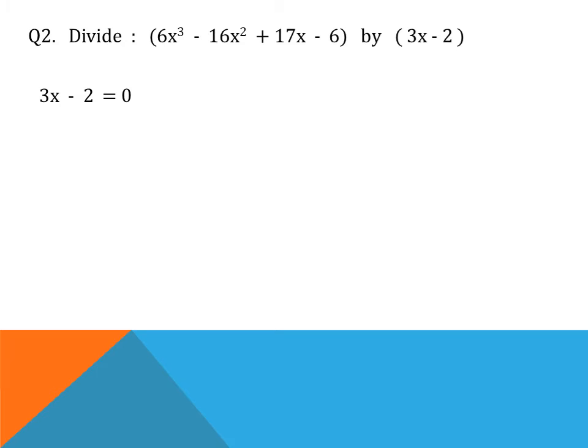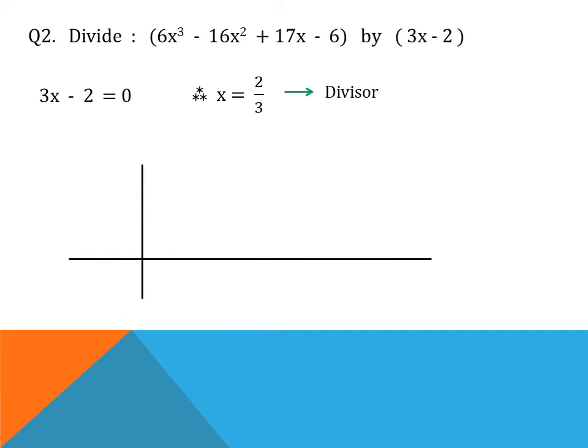In the next question, we have been given 3x minus 2. The first step will be equating it with 0. That gives us x is equal to 2 upon 3 as the divisor. Now let's note down the coefficients. So we have 6, minus 16, 17 and minus 6.